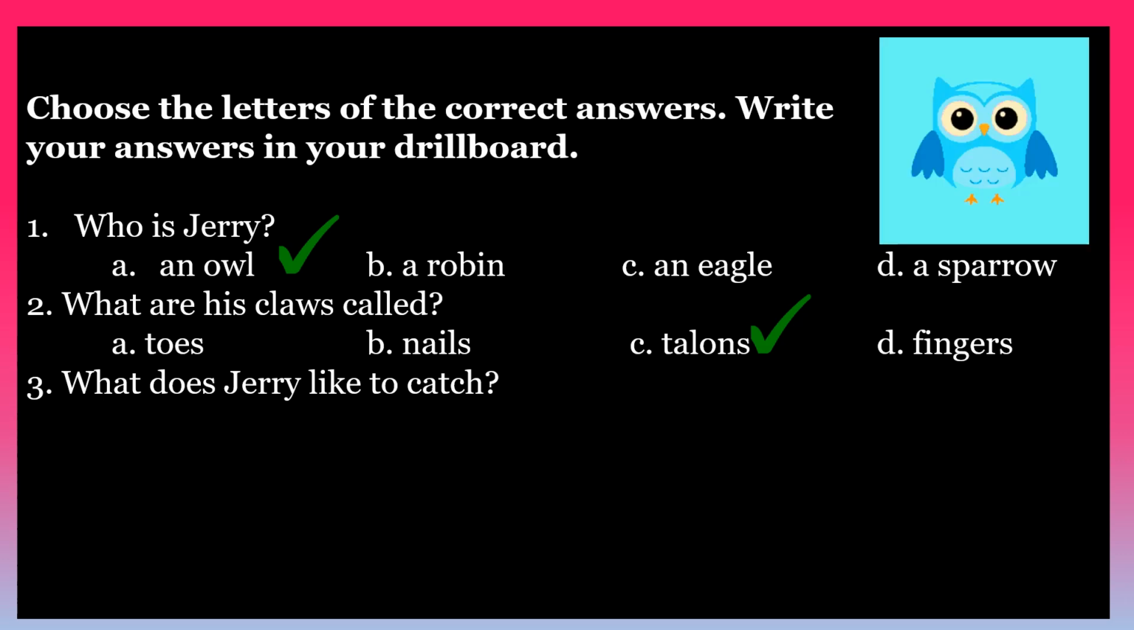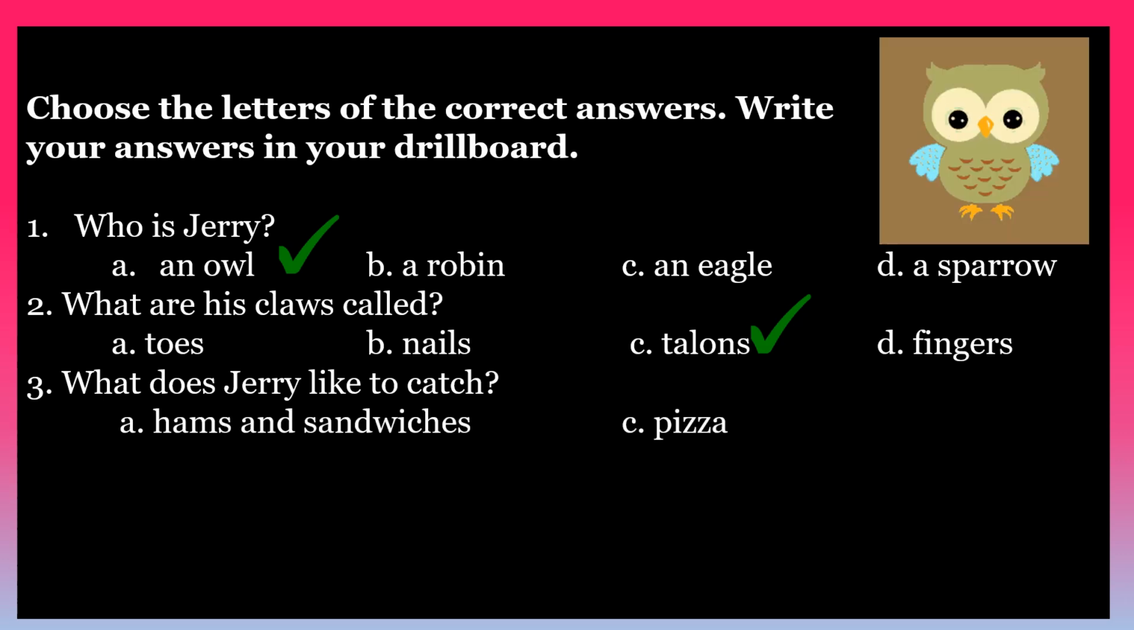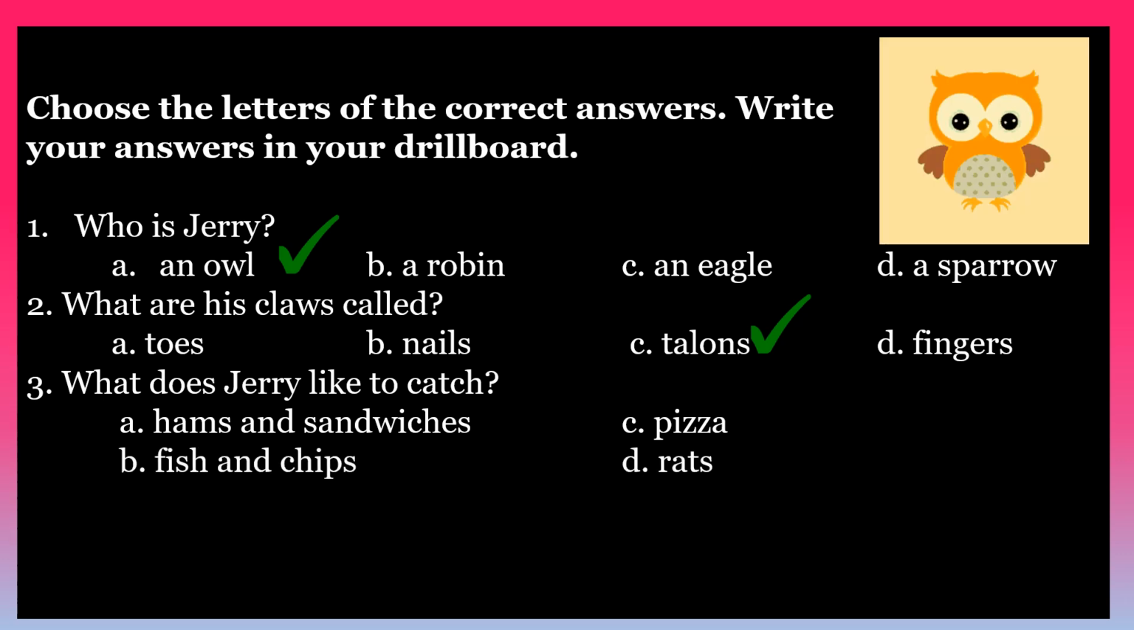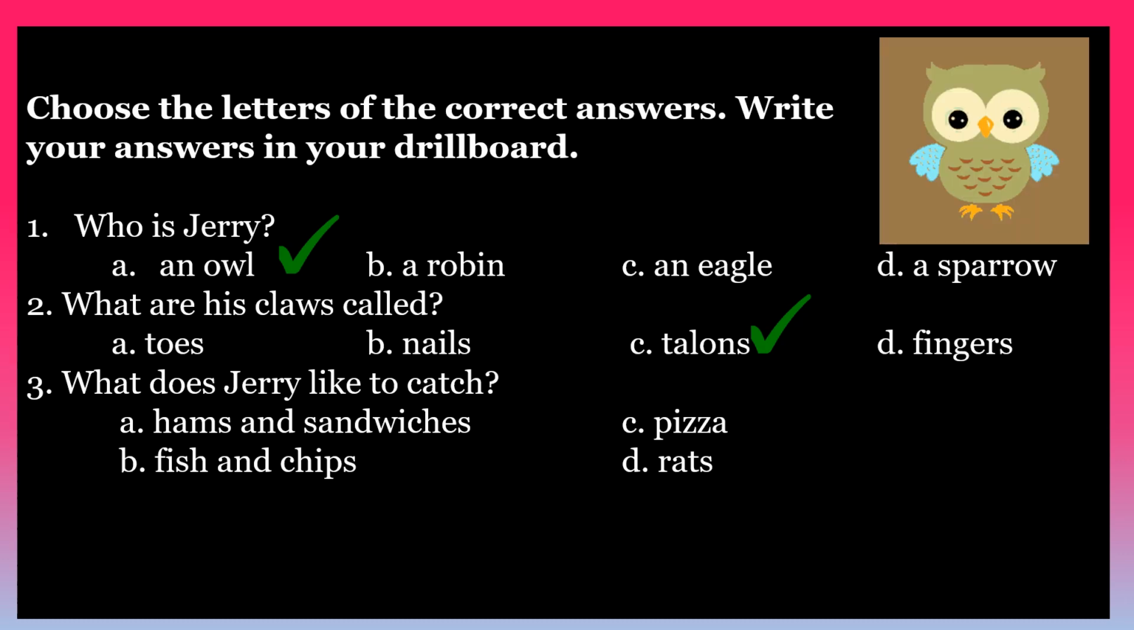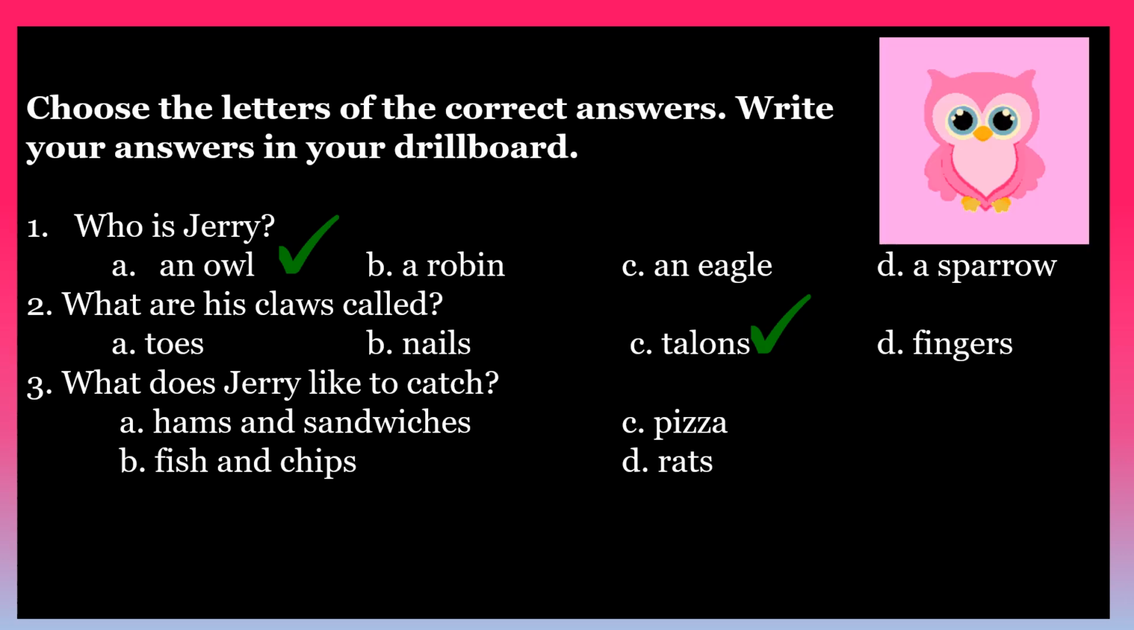Let's go to number 3. What does Jerry like to catch? A. Hams and sandwiches. B. Fish and chips. C. Pizza. D. Rats. Write your answers. And here we go. The answer is, of course, letter D. Very good, kids.